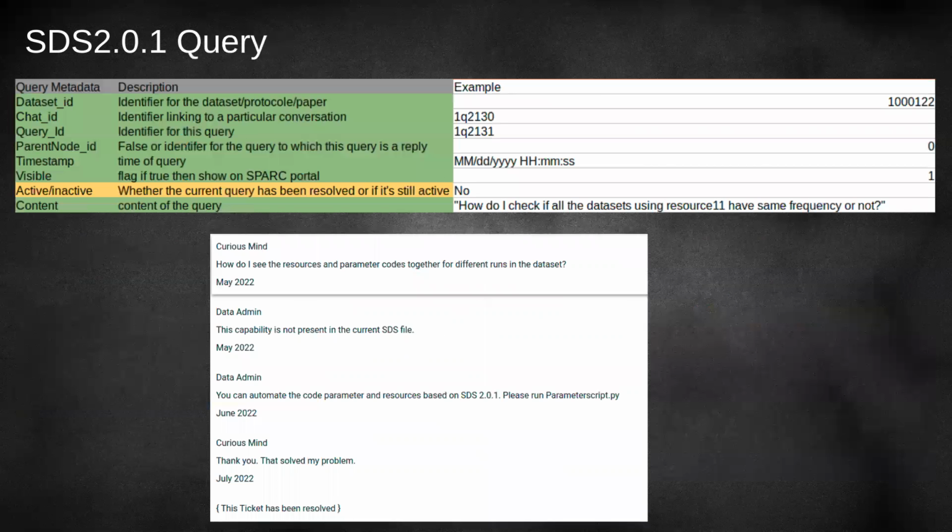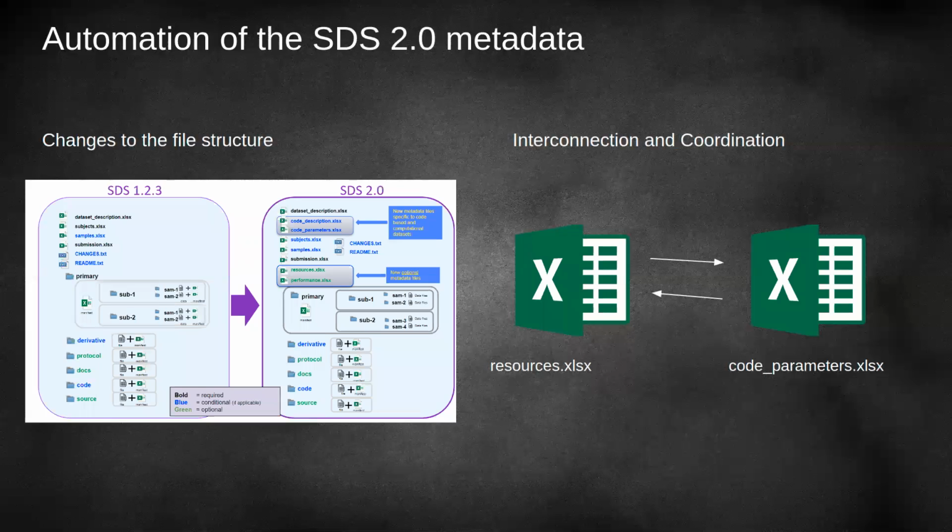The second component is a query, which basically gives you an ability to provide a query or review for any dataset which is present in the Spark portal. Now, Nathan will take over.